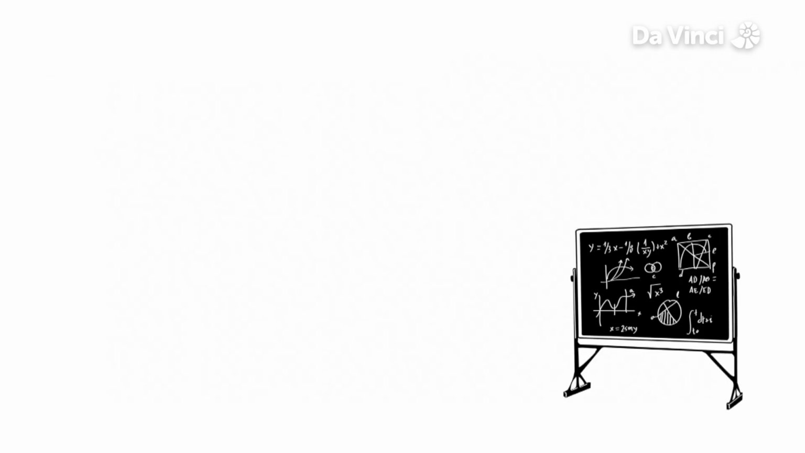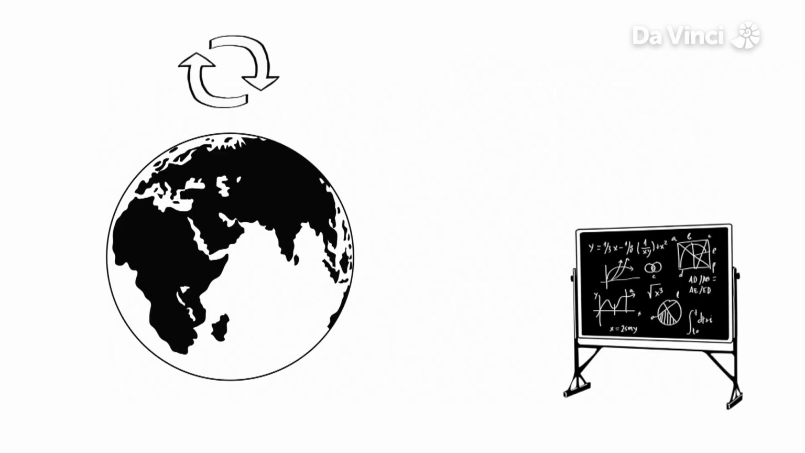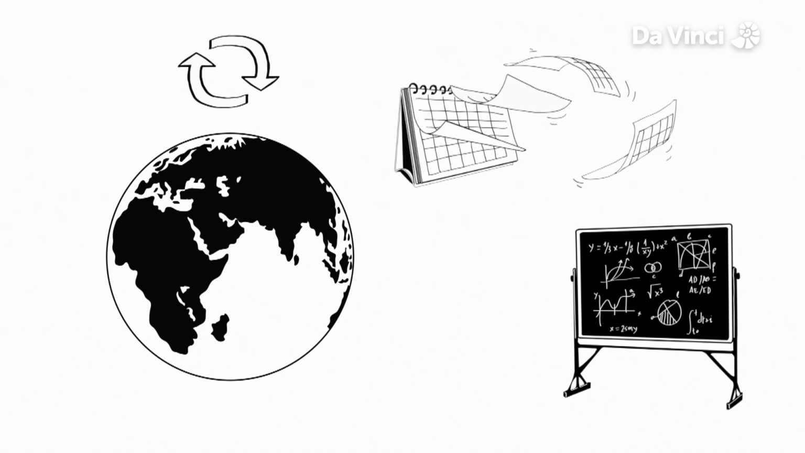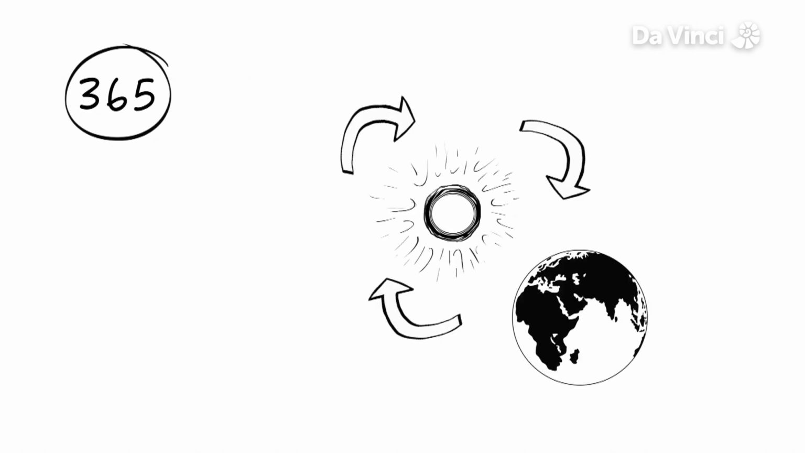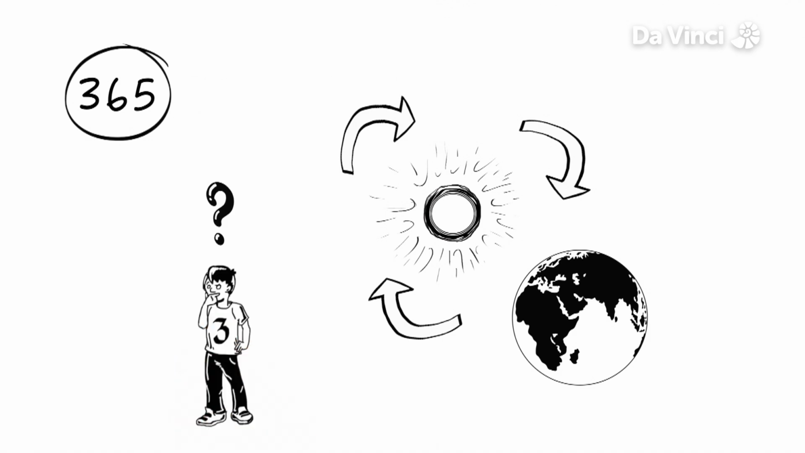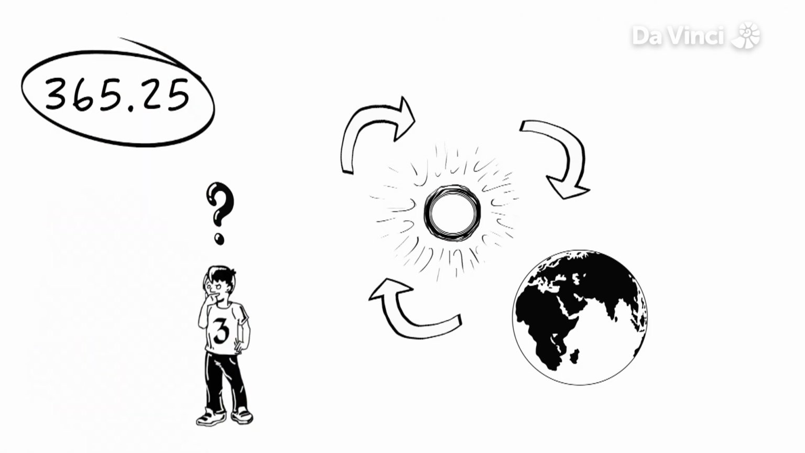Maths also helps us measure the movement of the Earth in years and days. A year is 365 days, the time it takes the Earth to revolve around the Sun once. Because this trip actually takes 365 and a quarter days, an extra day is added every 4 years on February 29th, giving us a leap year.